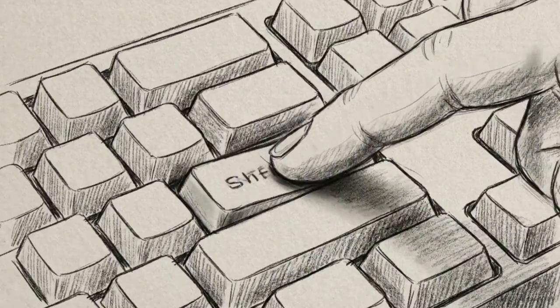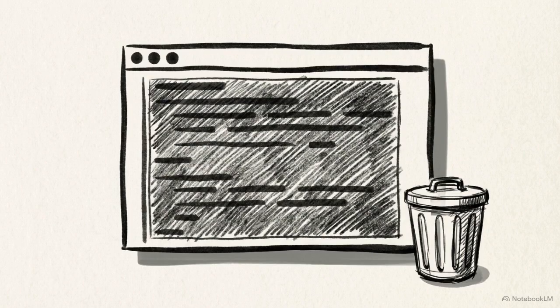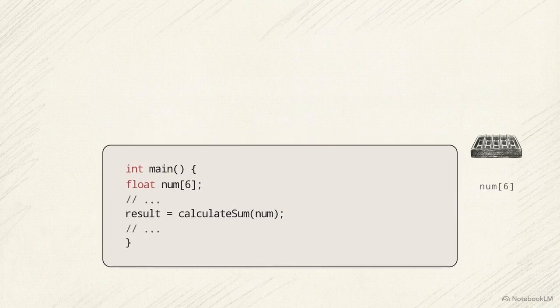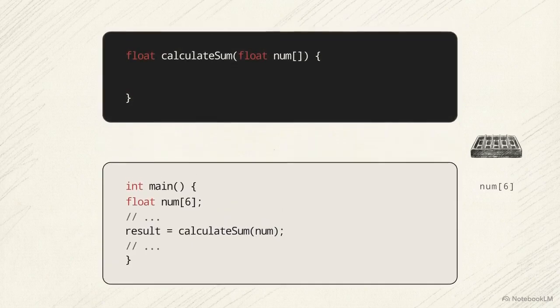to process it. Clear out your verification loop. We will set up a separate function to handle the math. In your main function, call a new function by writing float result equals calculate sum num. Then add a final printf to display the result. Now move above the main function block. We need to define exactly how calculate sum works.